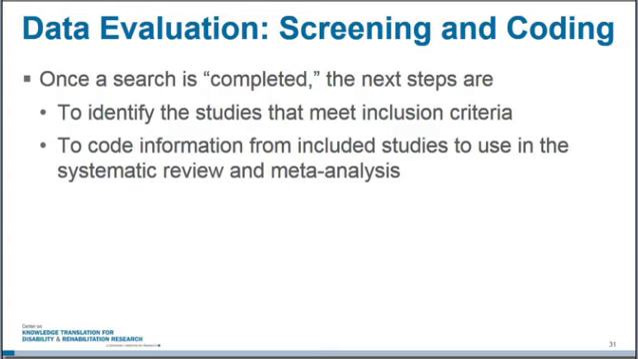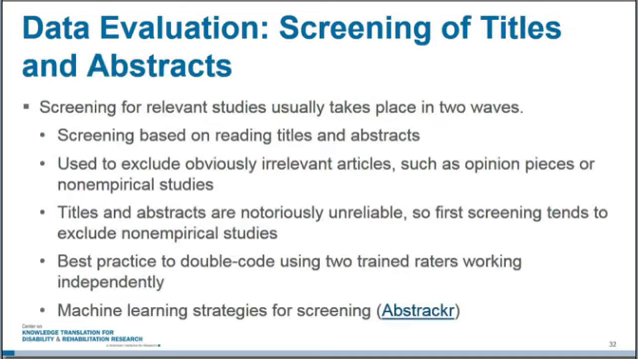So again, data evaluation has two stages. One is screening to identify the studies that meet the inclusion criteria, and the next is to code that information so that we can use that in the systematic review and meta-analysis. Okay. So we're going to start with screening.